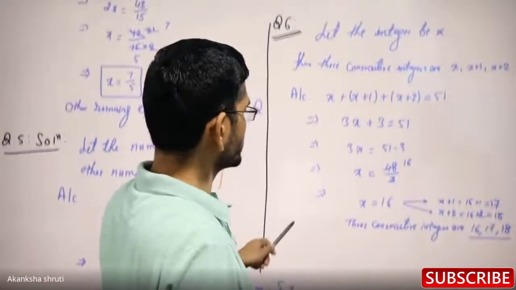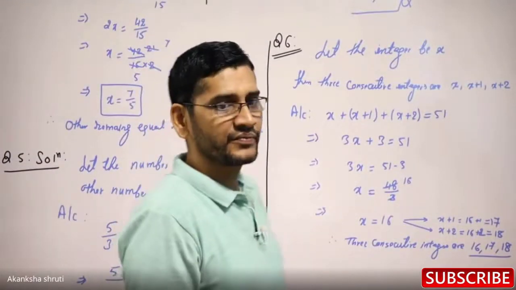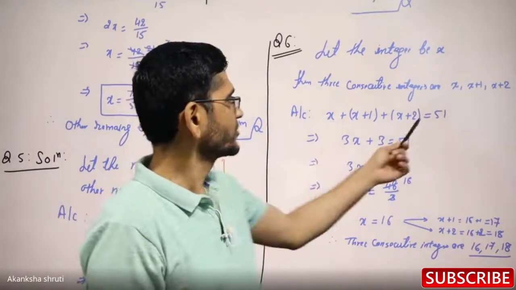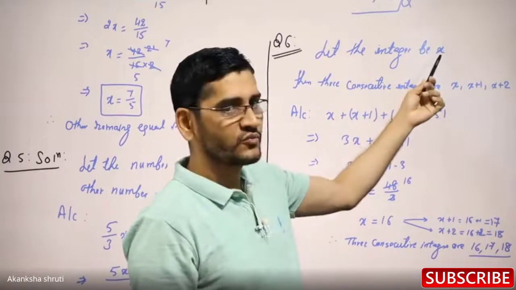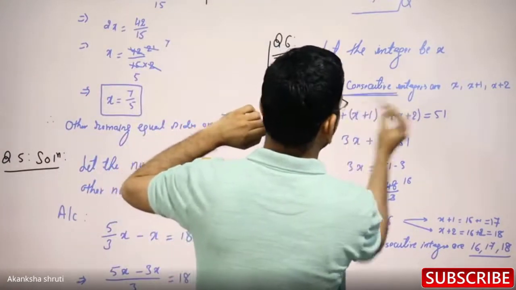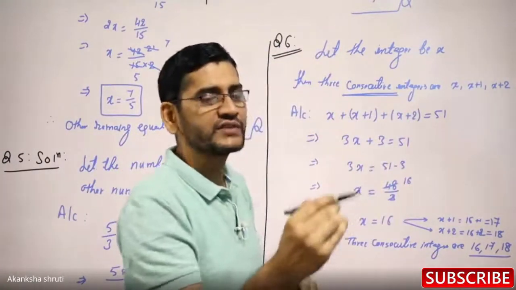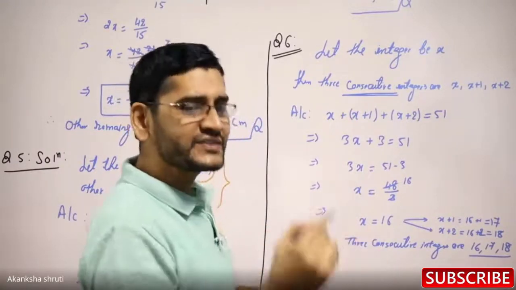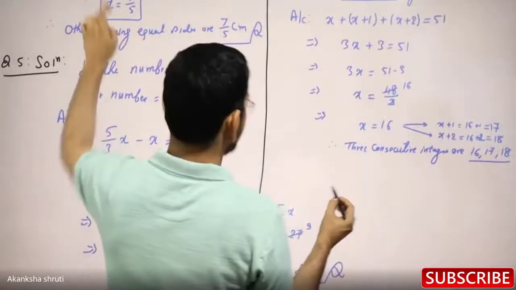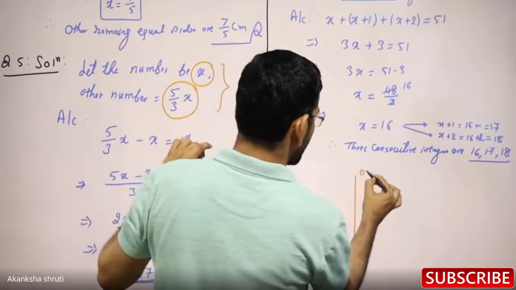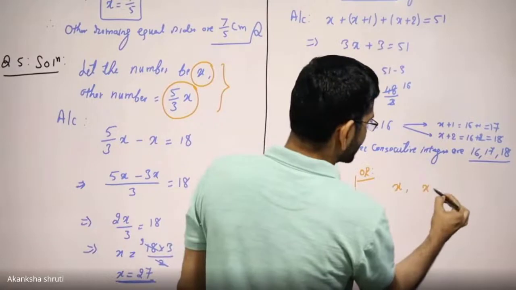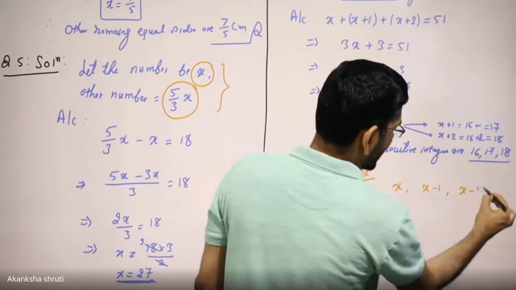So be careful, student. Questions are very simple. You need to write the given condition, frame the equation. Student, you just assume one. Here we have applied the word consecutive. Consecutive means continuous, one succeeding the other, or one preceding the other, maybe succeeding or maybe preceding. Student, here we can also take it like this: one as x, the other can be x minus 1, the other can be x minus 2 also.